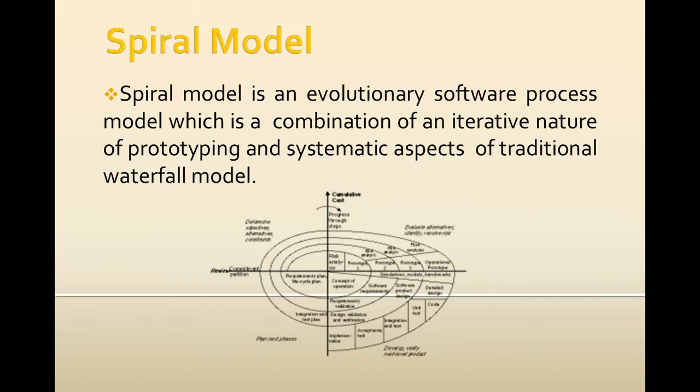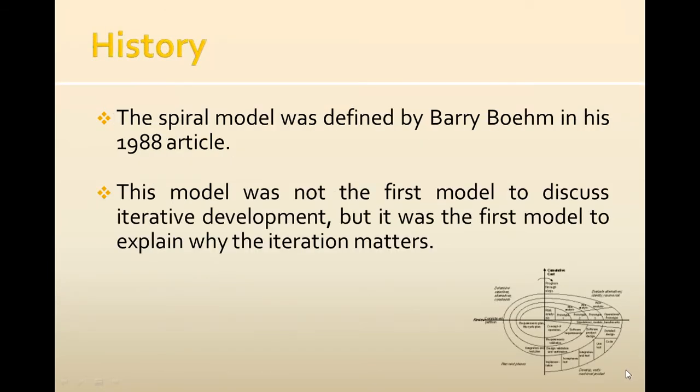Okay, so spiral means these are the sectors you see here, and there are four segments or four quadrants, you can say, in which the process is going on. Now the history of this spiral model. The spiral model was defined by Barry Boehm in his article in 1988, and this model was not the first model to discuss iterative development, but it was the first model to explain why the iteration matters. So the focus is on why the iteration matters.